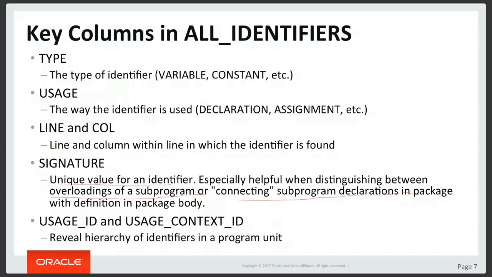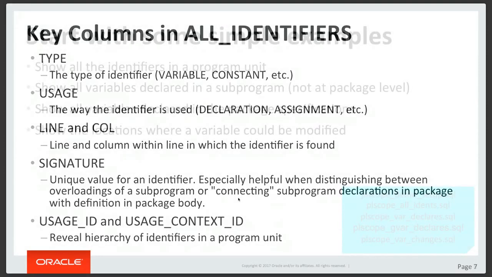And finally, we have usage ID and usage context ID. Essentially, you can think of these as like employee ID and manager ID. The usage context ID is the parent of the usage ID. So for example, the variable is declared inside a block. So the procedure would be the context for the variable that's declared inside of it.